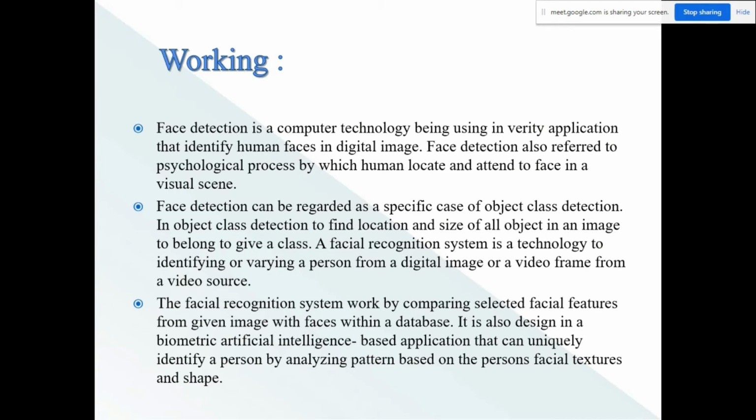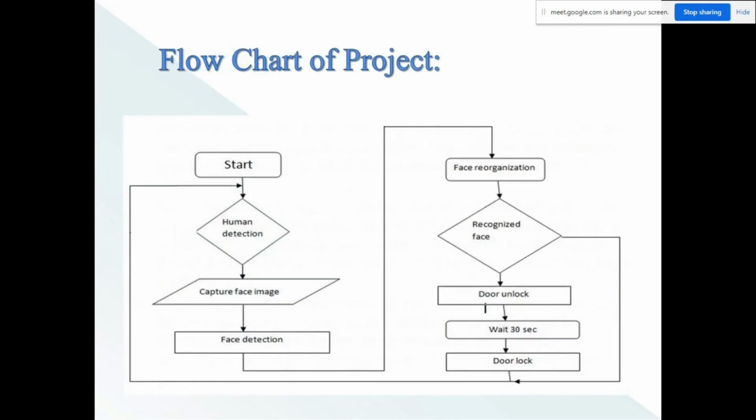A facial recognition system is a technology to identify or verify a person from a digital image or a video frame from a video source. The facial recognition system works by comparing selected facial features from a given image with faces within a database. It is also designed as a biometric artificial intelligence based application that can uniquely identify a person by analyzing patterns based on the person's facial textures and shape. Further, it will be explained by Raj.